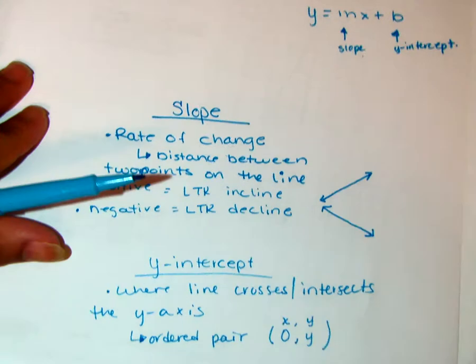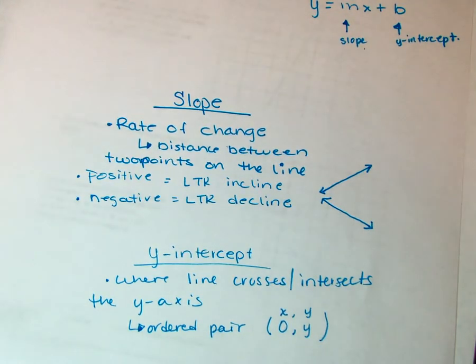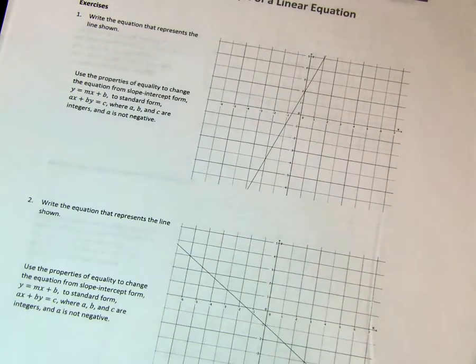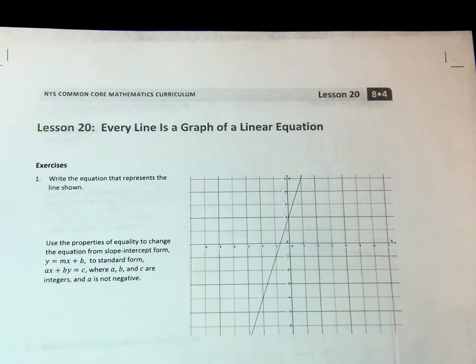Last bit of recap information is y-intercept. The y-intercept is where the line intersects or crosses the y-axis. You get an ordered pair from the y-intercept, and in that ordered pair, the x is always 0, and the y is some constant or some number. So how do we start with a line and use that information to create an equation? Let's pick up with exercise number 1.